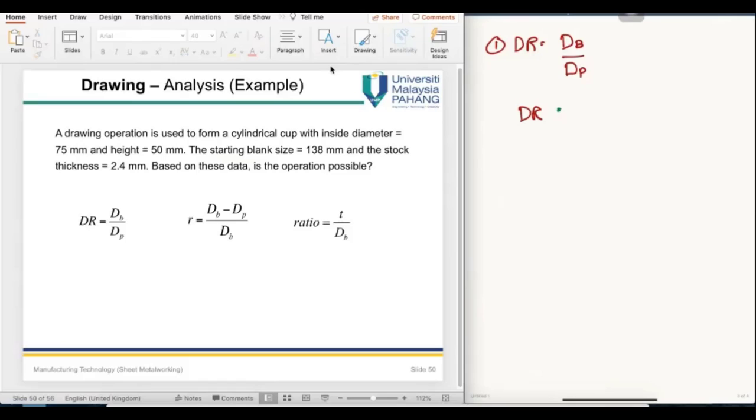So DR is equal to dB, which is 138 divided by 75, which comes out to be 1.84. So my DR is 1.84. The rule was that DR should be less than or equal to 2.0. My value is less than 2.0, so this is permissible. As far as the diameter ratio DR is concerned, I am within the limits.